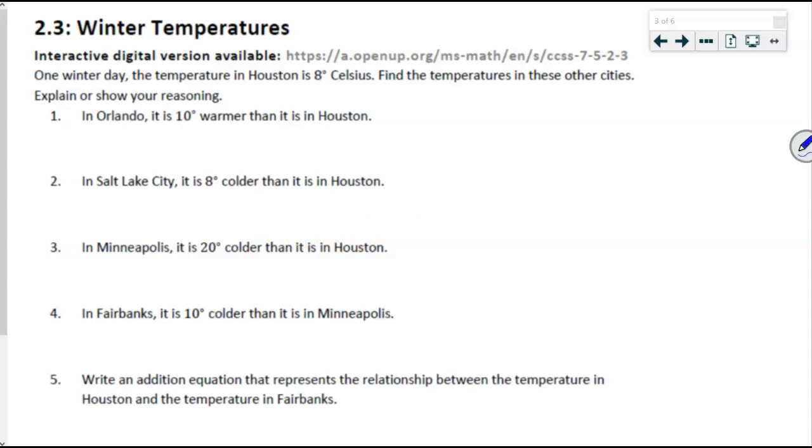In Orlando, it's 10 degrees warmer than it is in Houston. Wait a second. How warm is it in Houston? 8 degrees. Okay. So I know that I'm starting at 8 degrees, and in Orlando it's 10 degrees warmer. Tell me what I'm going to do here. Thank you. I need to see some new hands. I'm going to start calling on hands that I haven't seen at all yet. I've called on all of you. We'll go back to Angelo.